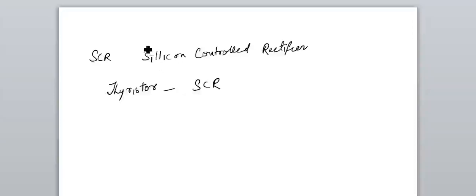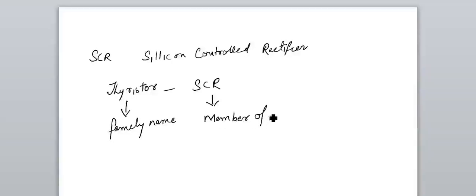So actually this thyristor is a family name, and SCR is a member of that family. Okay, so this is what the difference is. This is the improved version of the thyristor family, that is SCR. There is another device, that is GTO.